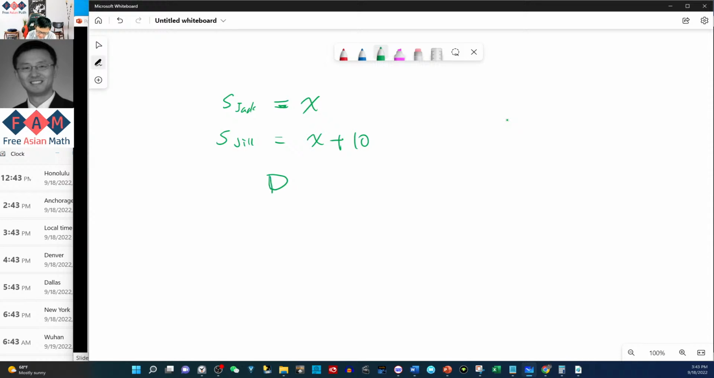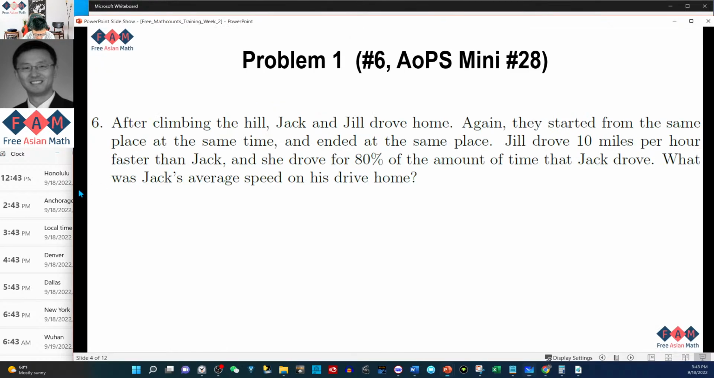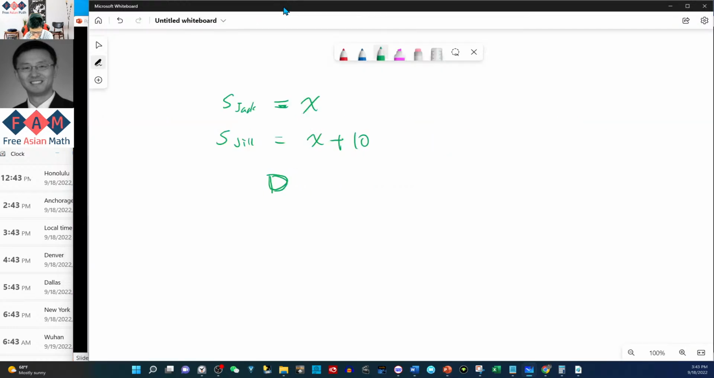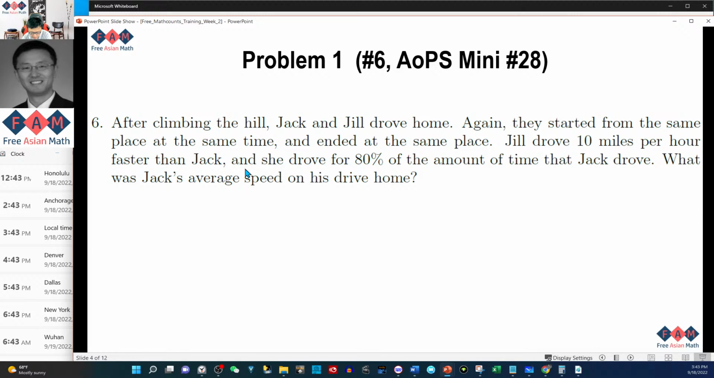Okay, so now in that case, this statement should give us a lot of information. So Jill drove for 80% of the amount of time that Jack drove. So now what is the time that Jack needs? That would be distance over Jack's speed, that would be d over x. Okay, so what would be the time that Jill spent? That must be d over x plus 10. So we got the two time quantities. But what this says is that Jill's time is only 80% of Jack's.